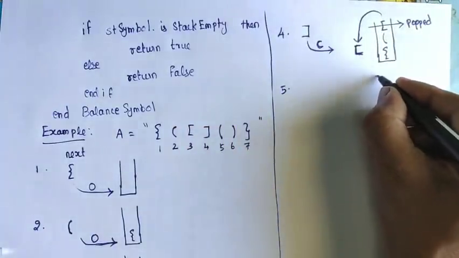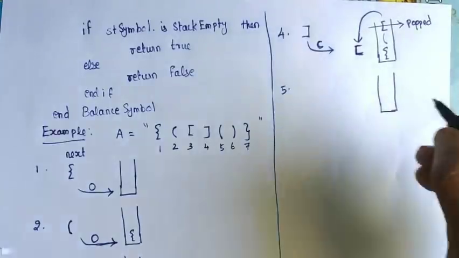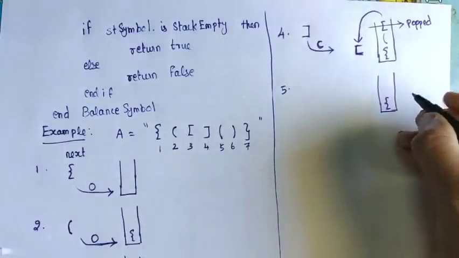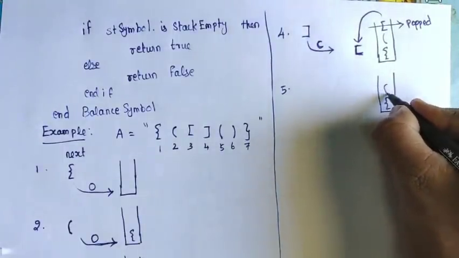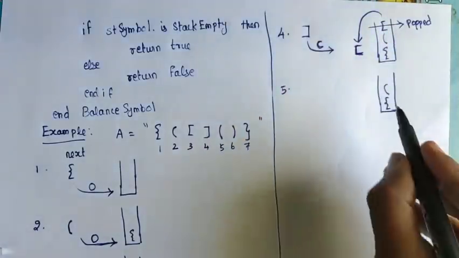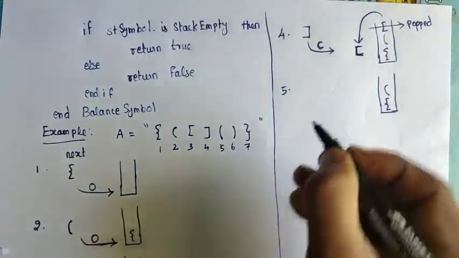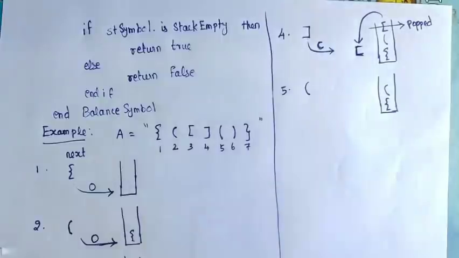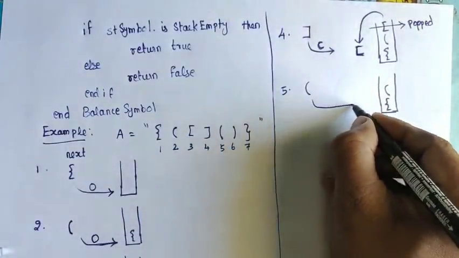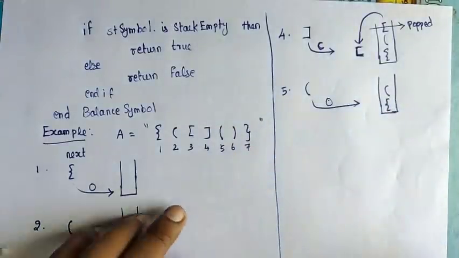The fifth step: the next element has to be popped. At the beginning of the fifth step, the stack contains only the parenthesis and then the bracket. This square bracket is popped and discarded. The next element, the fifth one, is again an opening bracket. Opening bracket means the procedure is to push it into the stack.